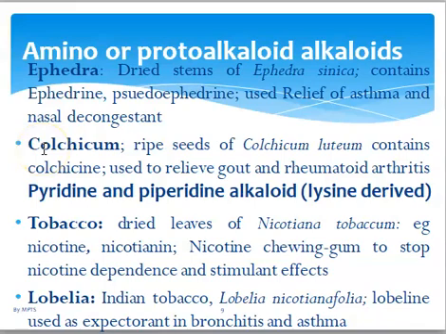The other type of alkaloids which we shall discuss will be pyridine or piperidine alkaloids. We have tobacco, dry leaves of Nicotiana tabacum. We have nicotine. Now, of course, nicotine as chewing gum is used in those people who are trying to stop nicotine dependence or smoking. Lobelia, this is Indian tobacco. It can be used in bronchitis and asthma.